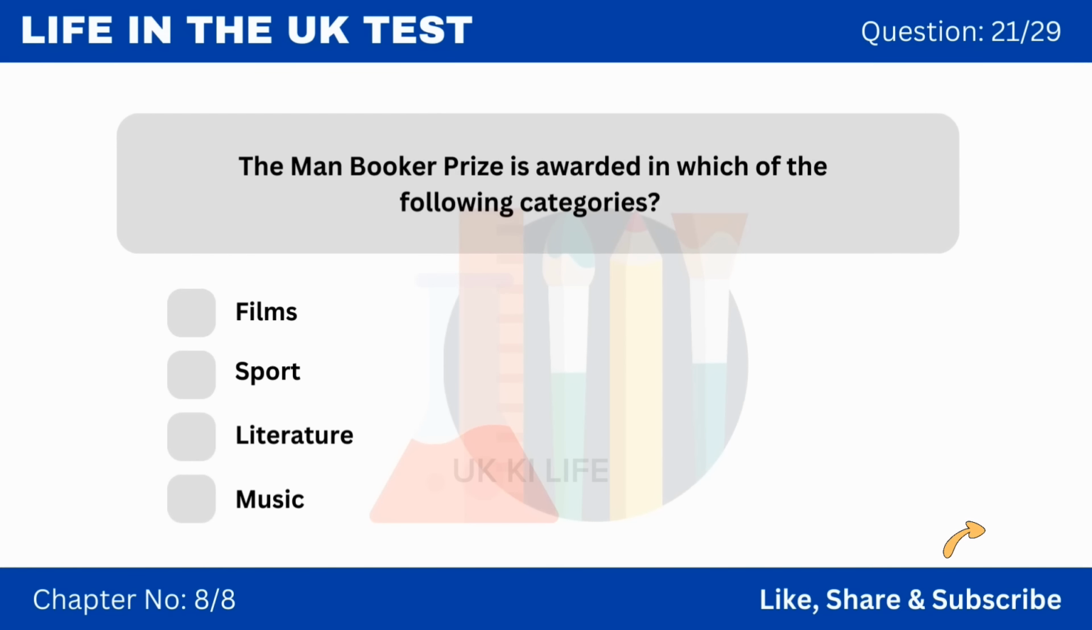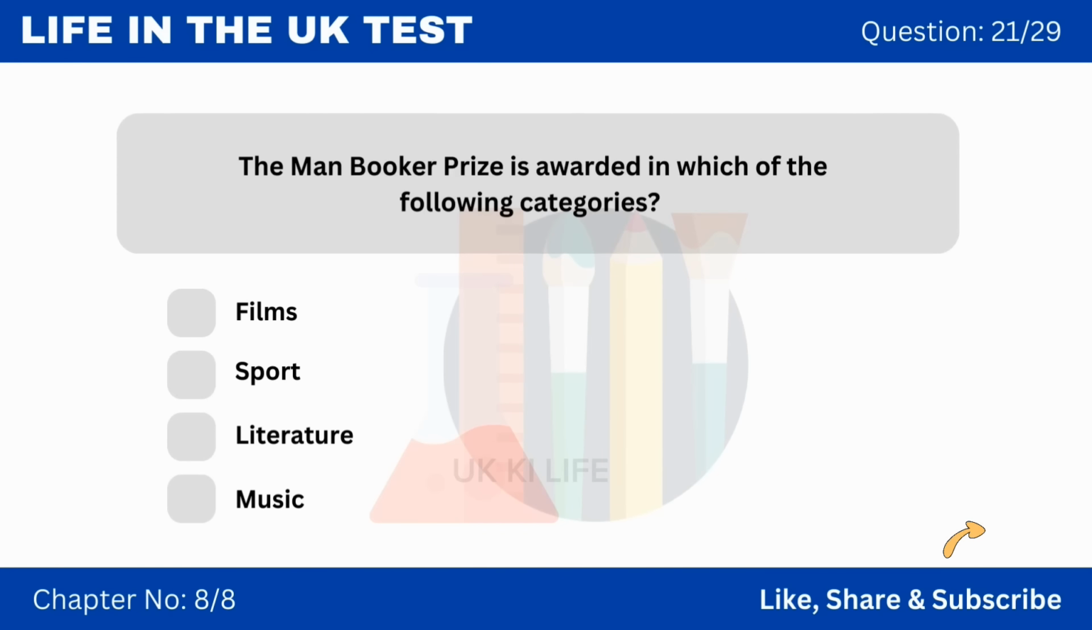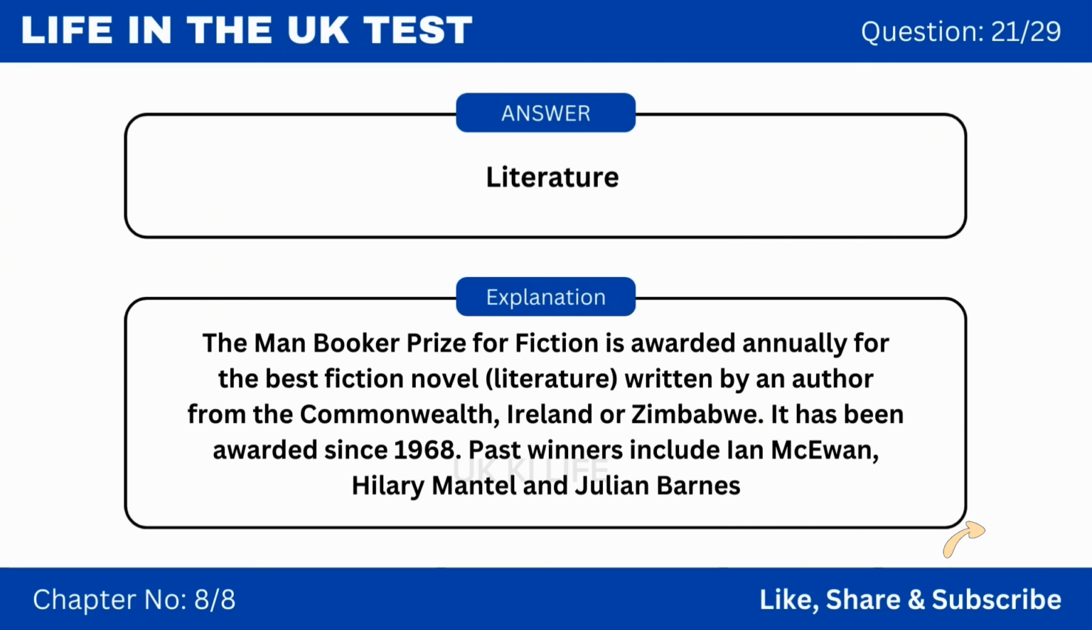Question 21. The Man Booker Prize is awarded in which of the following categories? Films, sport, literature, music. The correct option is C. Explanation. The Man Booker Prize for Fiction is awarded annually for the best fiction novel, literature, written by an author from the Commonwealth, Ireland or Zimbabwe. It has been awarded since 1968. Past winners include Ian McEwan, Hilary Mantel and Julian Barnes.